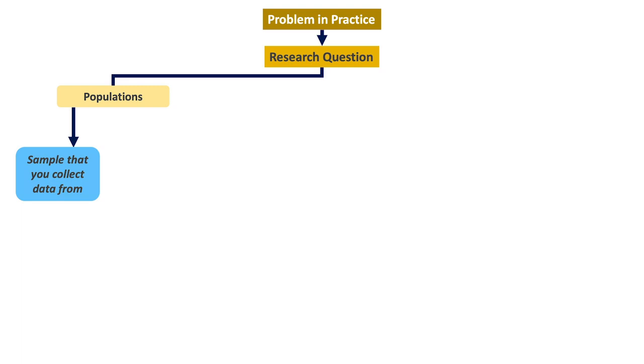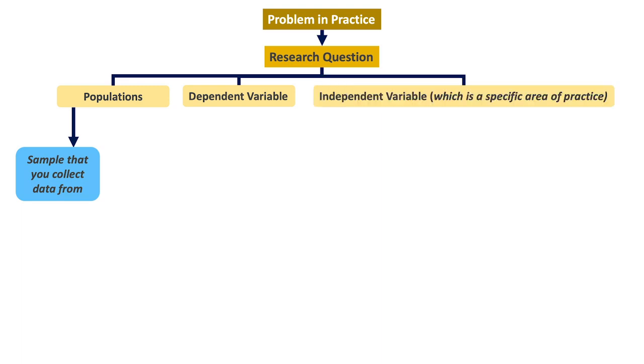So we can kind of think of this as a flow chart here. We start with our problem in practice, and from that we identified our research question with our independent variable, dependent variable, and population. And when we have that population, really the next step in the coming weeks is that's who we're going to collect sample data from in terms of who's doing what, right? But we also have our dependent variable, so this is our outcome. And we have our independent variable, which is a specific area of practice that we're focused on improving this semester.